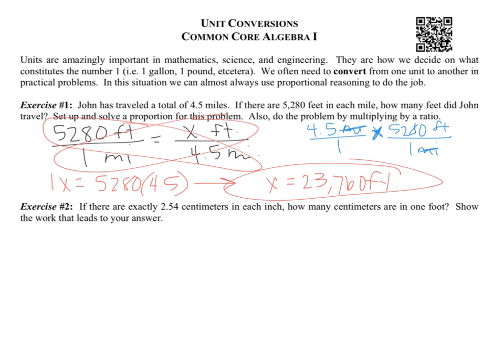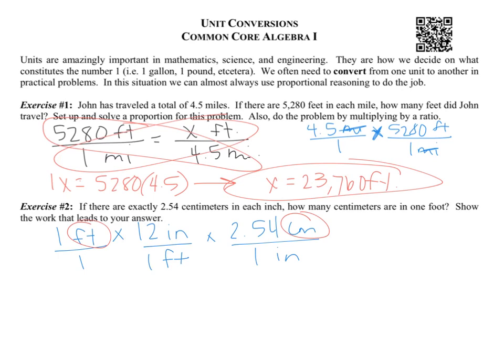All right, if there are exactly 2.54 centimeters in each inch, how many centimeters are in 1 foot? Show the work that leads you to your answer. So we have 1 foot times, we know that there are 12 inches in 1 foot, times, we know that there are 2.54 centimeters in 1 inch. So what we've done here is we have set it up so that we are starting with a foot right here, and we are ending with centimeters right here.